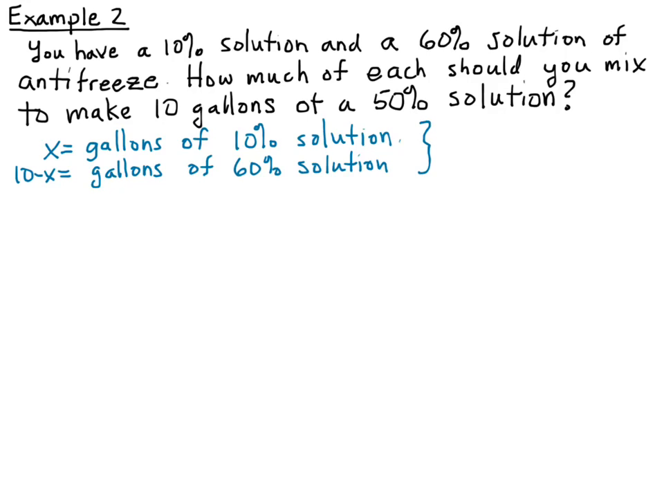Well, on this next line, if I add the two together, so let me do this, okay? If x is the 10% solution and y is the 60% solution, we know that x plus y equals 10. And if I subtract x from both sides, I get y equals 10 minus x. So why bother with y? I'm just going to write 10 minus x.